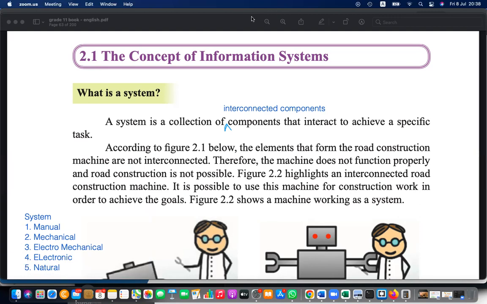A natural system is a system that is there with nature. For example, our respiratory system is a natural system. Ecosystem, solar system, these are natural systems. It's not synthetically or artificially formed, it's natural.